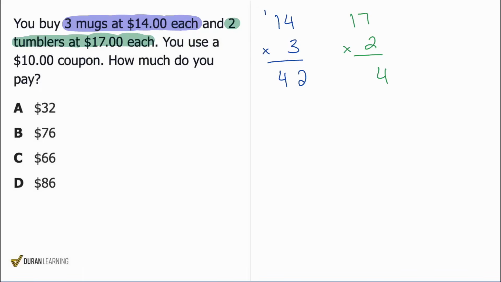Over here in green, we have 2 tumblers at 17 each. 7 times 2 is 14, carry the 1. And then we have 1 times 2 plus the 1 is 3. So everybody, we have the $42 and the $34.